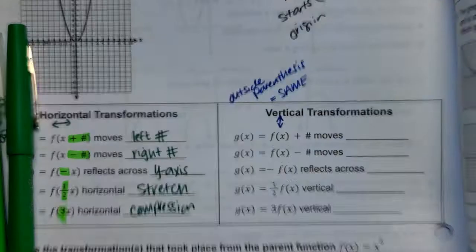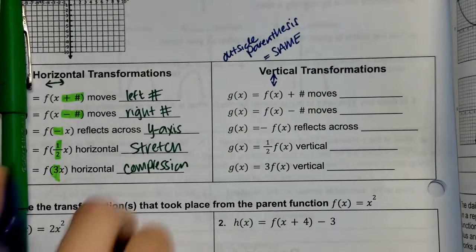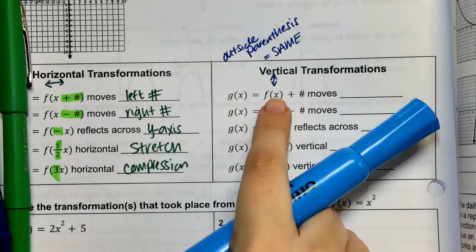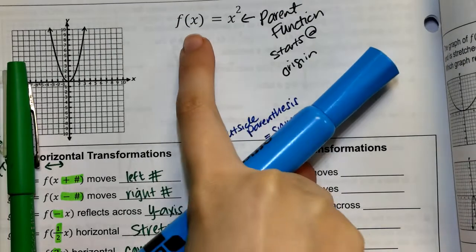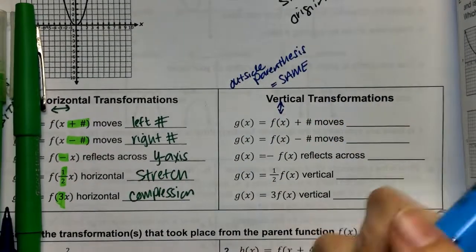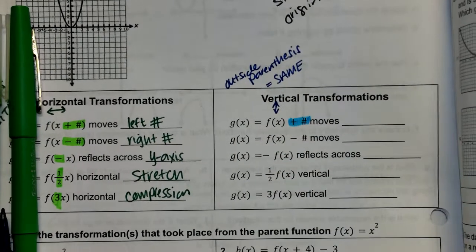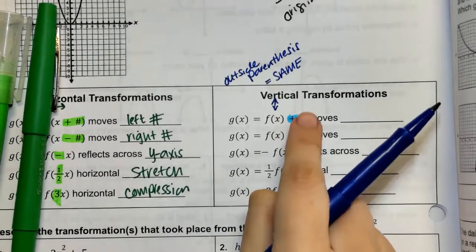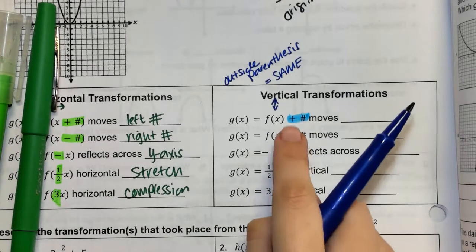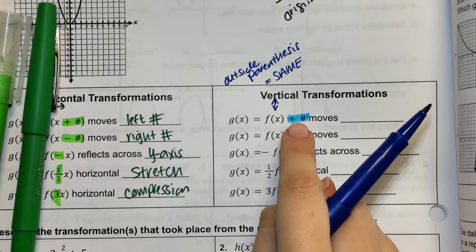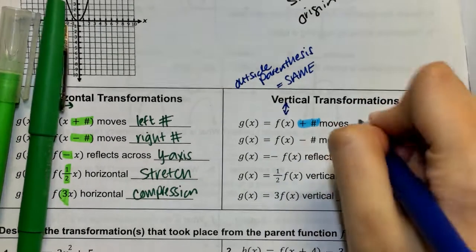Case in point, if I look at my first one, I have f of x. Notice there's nothing inside the parentheses. It stayed x. However, outside the parentheses, I now see I have a plus a number. That means I have a vertical transformation since I'm outside the parentheses. Do as you're told, so it stays the same. Since it's plus, it makes sense that it's up.